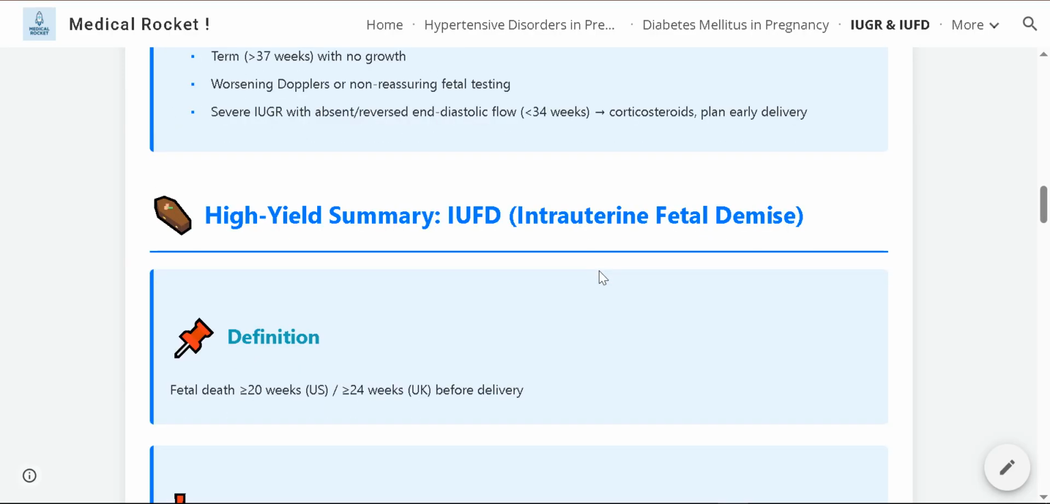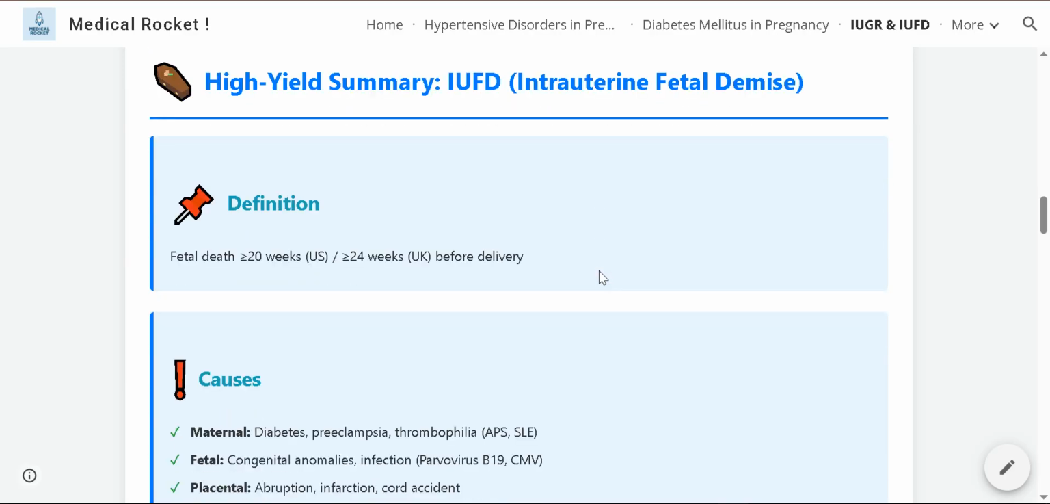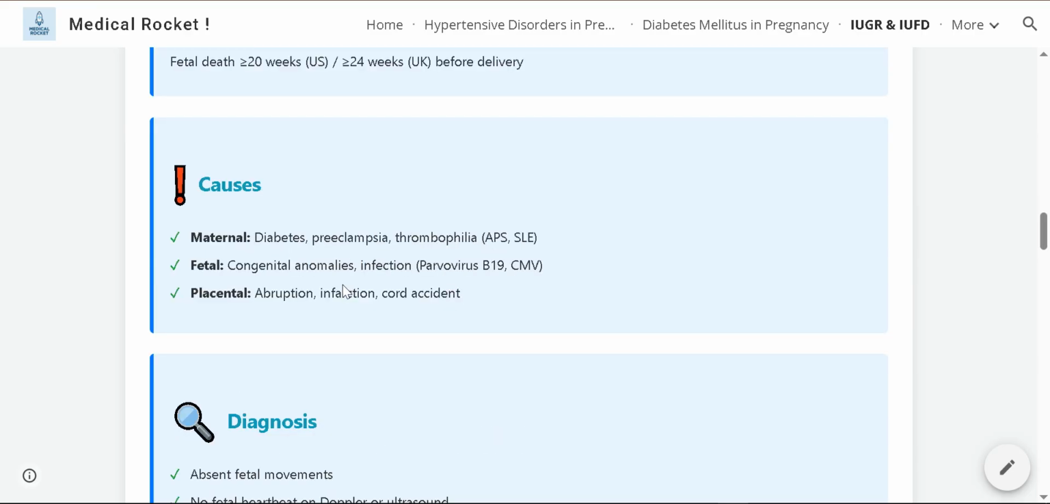The Rocket Way. Let's lock in the high-yield summary for IUFD. Intrauterine fetal demise. A tough but testable topic on the USMLE. Definition. IUFD means fetal death in utero at 20 weeks or more in the United States, 24 weeks or more in the United Kingdom. It's confirmed before delivery and always requires thorough evaluation.